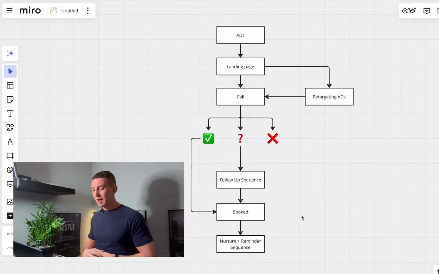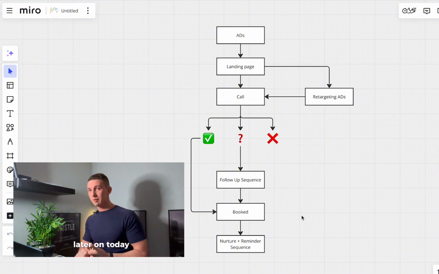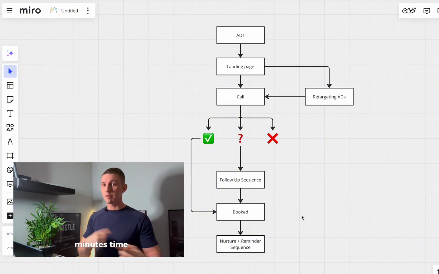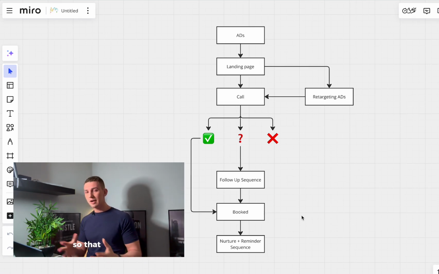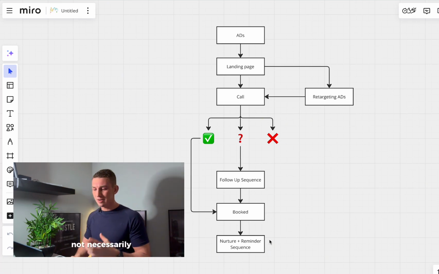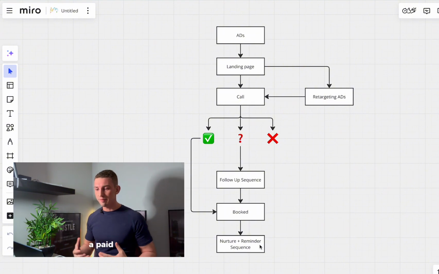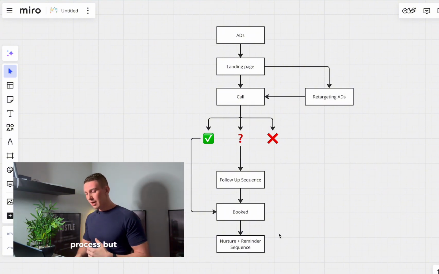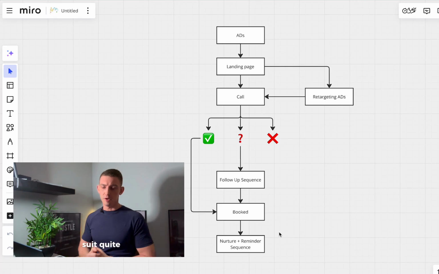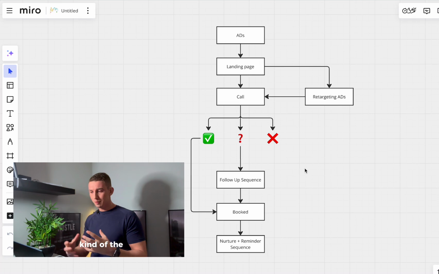That's nurture. And then you've got the reminder sequence, which is simply text messages and email reminders to say, hey, don't forget, tomorrow at 1:00 we've got a meeting, or later on today we've got a meeting, or remember, in 10 minutes time we're getting on a call to do ABC. Okay, so that is your reminder sequence as well. Again, that should just be a part of your sales process. It's not necessarily just in an ad process, like a paid advertisement process, but nonetheless it follows suit quite nicely. So that as a whole should be, start to finish, the process there.